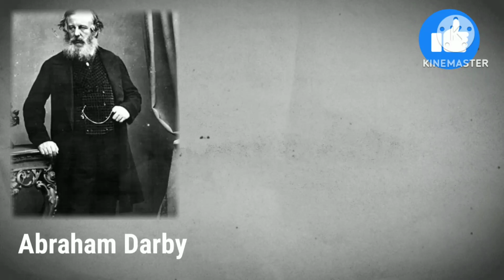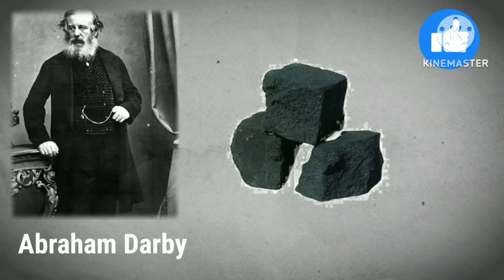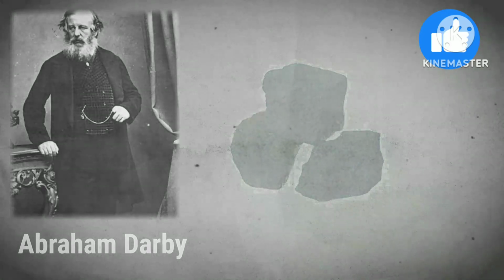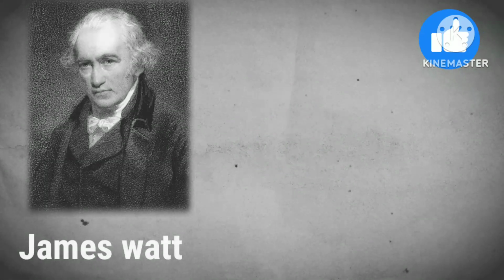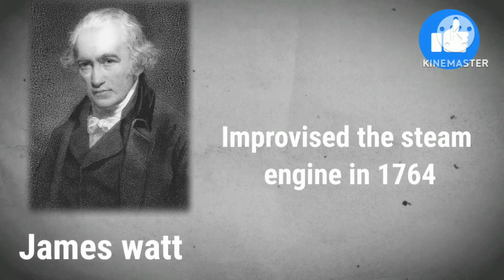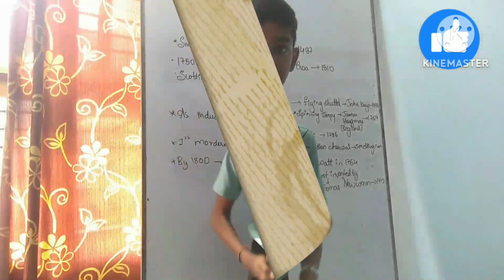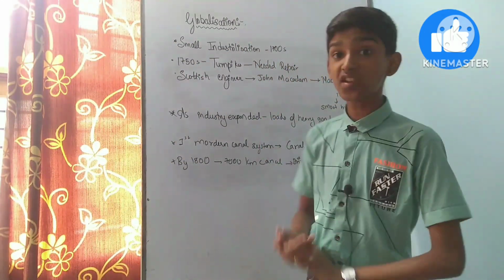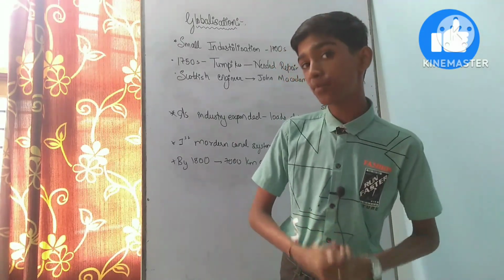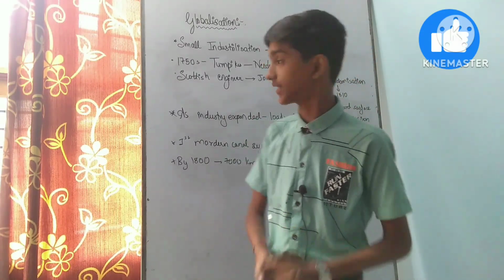The other discoveries or inventions were of Abraham Darby, who discovered that coke was a better fuel than charcoal to smelt iron. Then the improved model of the steam engine by James Watt in 1764, which was used for pumping out water in the coal mines, was first invented by Thomas Newcomen in 1712. The seeds of industrialization had already broken out in the early 1700s.